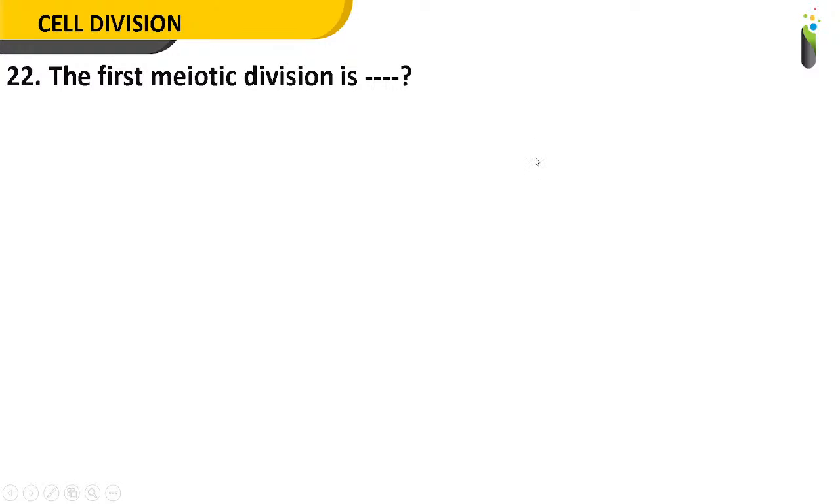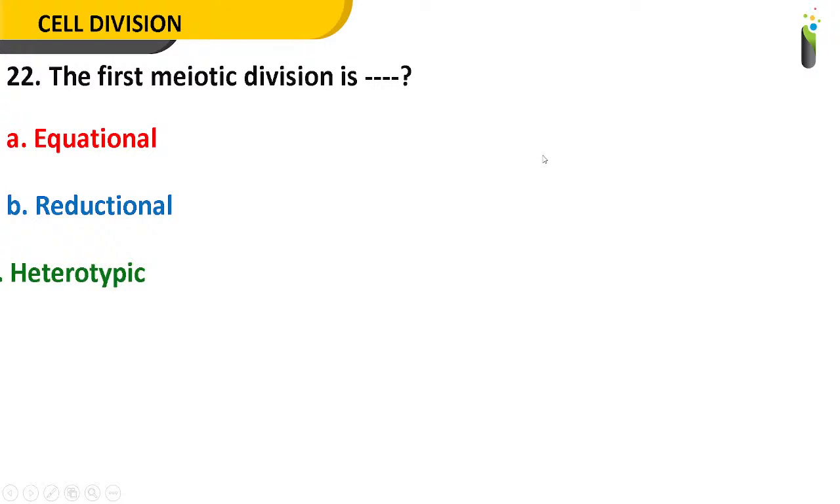Coming to the next question, number 22. The first meiotic division is dash. A. Equational. B. Reductional. C. Heterotypic. D. Both B and C. The first meiotic division is dash. Answer me for question number 22.